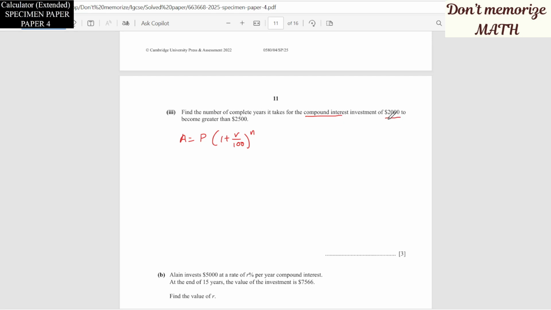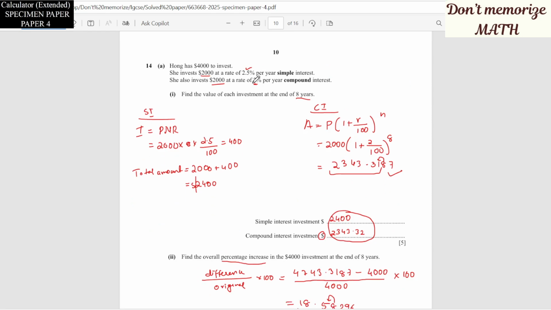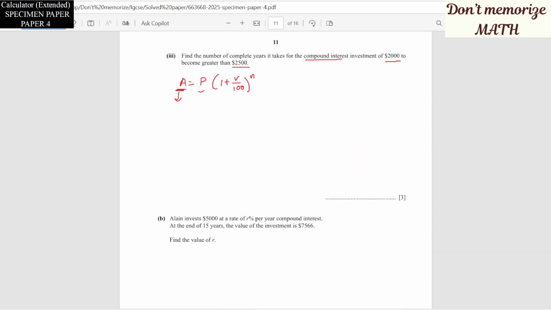They invested $2,000, so P is given. Then the final amount has to become more than 2,500. That means this amount has to become more than 2,500. We already checked for 8 years, and at 8 years it hasn't reached 2,500, right? So it will be more than 8. The same percentage you have to take from here, 2% in compound interest. It is the continuation of the previous question, so you can use the R value as 2 from the first part.